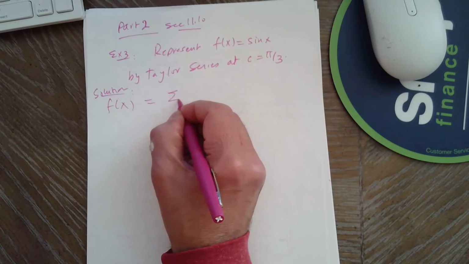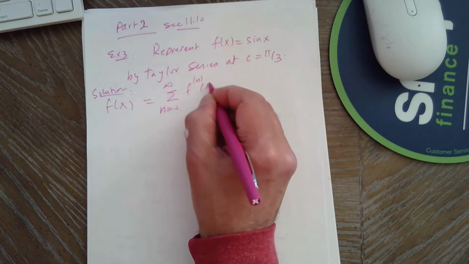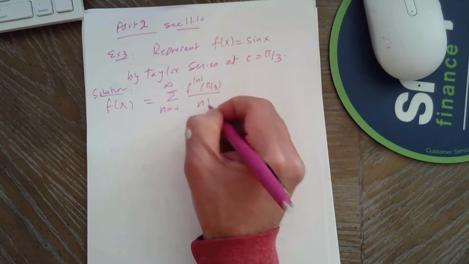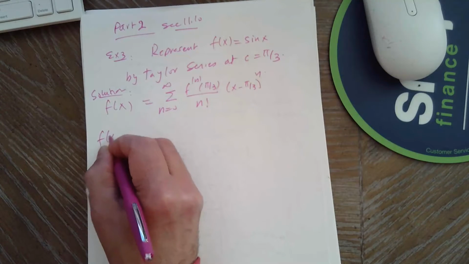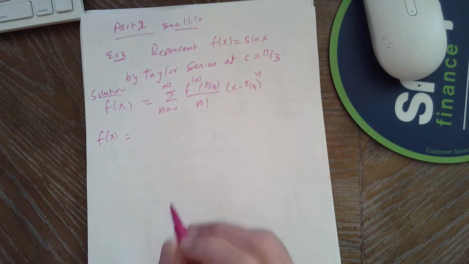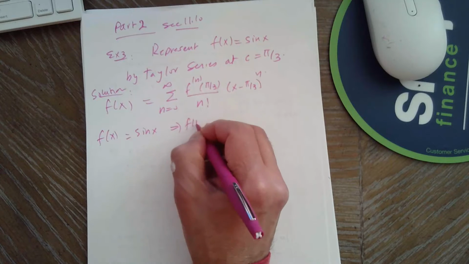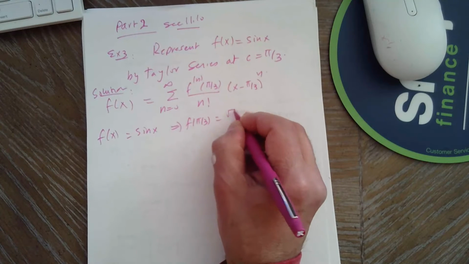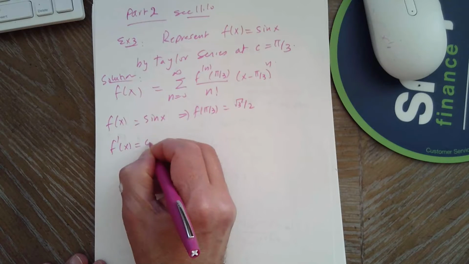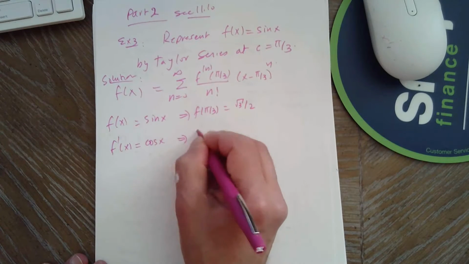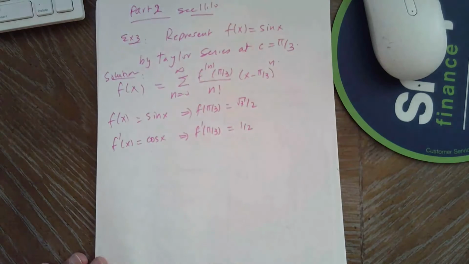The Taylor series can be written as the sum from n equals 0 to infinity of the nth derivative at pi over 3 over n factorial times x minus pi over 3 to the n. So we're going to find the function and its derivatives at pi over 3. F of x is sine x. F of pi over 3 is root 3 over 2. F prime of x is cosine x. F prime at pi over 3 is 1/2. Cosine pi over 3 is 1/2.